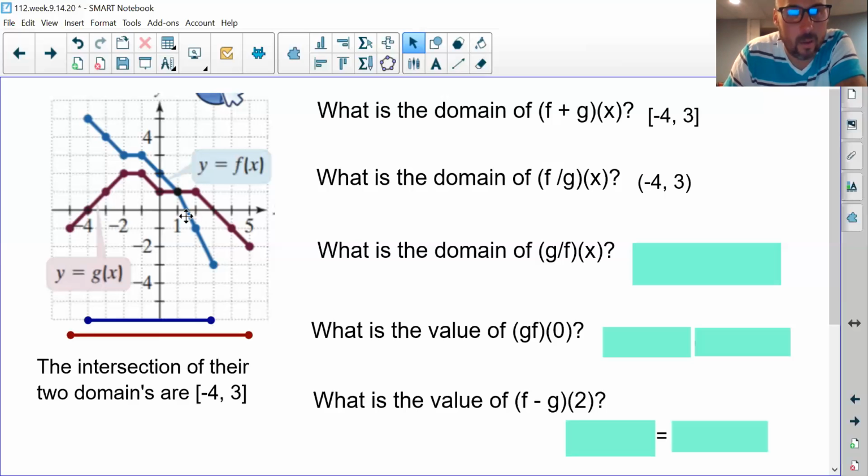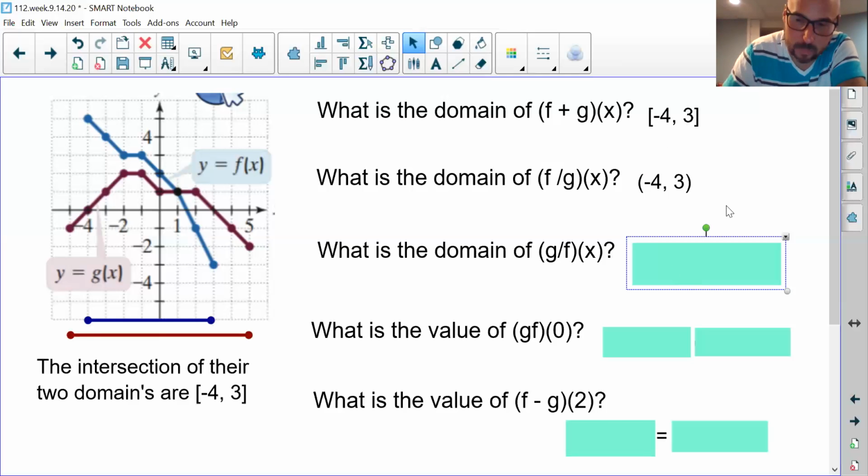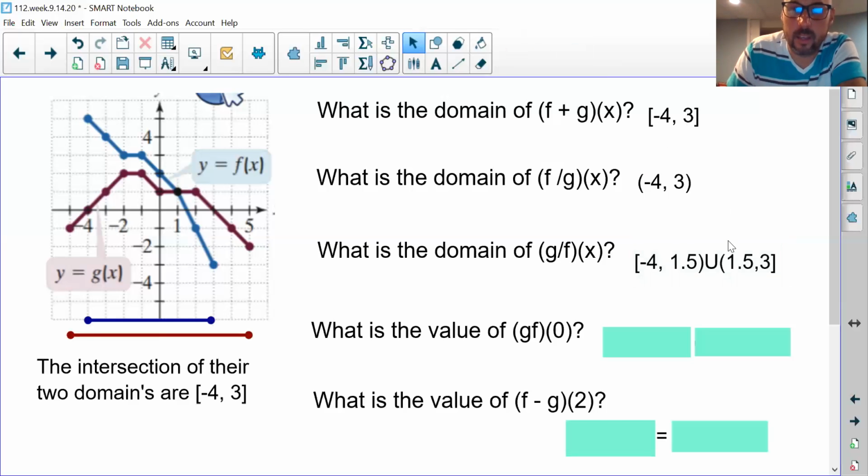but whatever. 1.5. So everything between -4 and 3 is totally fine, except for x equals 1.5, because that would cause f to be 0, and you just cannot divide by 0 since we're dividing by f. So my domain is everything from -4 to +3, except for 1.5. And this is how we write it.